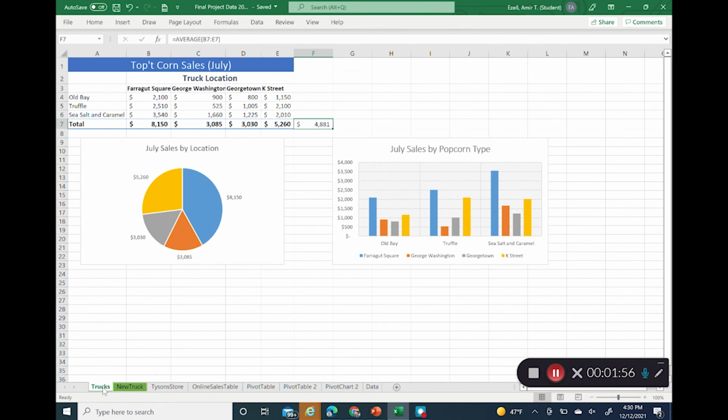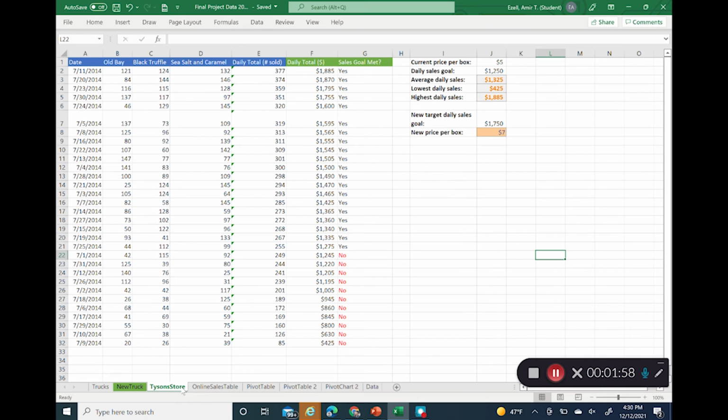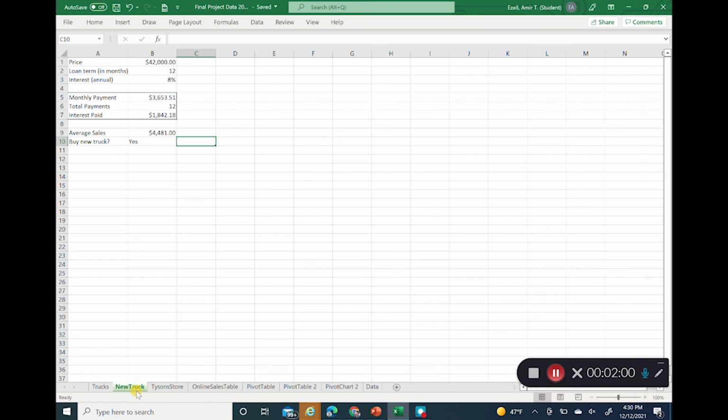I will also be discussing whether it would be beneficial for us to get a new truck, with the price being $42,000, the loan term being 12, the interest rate being 8%, and the monthly payment would be, I did the math for this, $3,653.51. The total payments would be 12, and the interest would be $1,842.18. And our average monthly sales are $4,481.